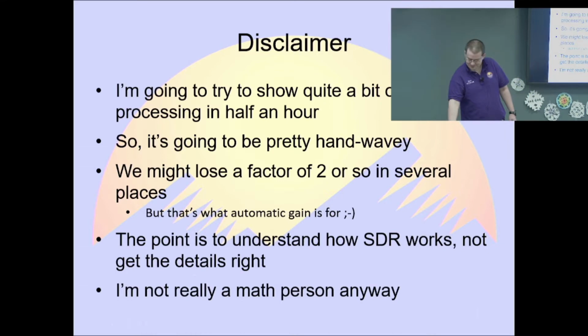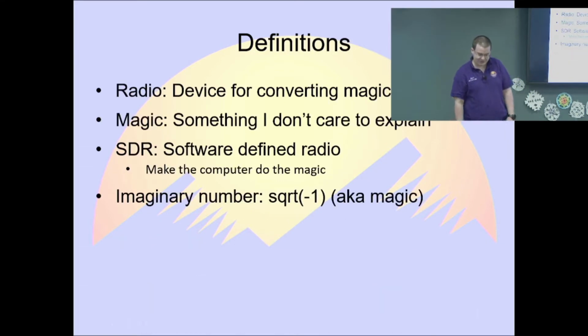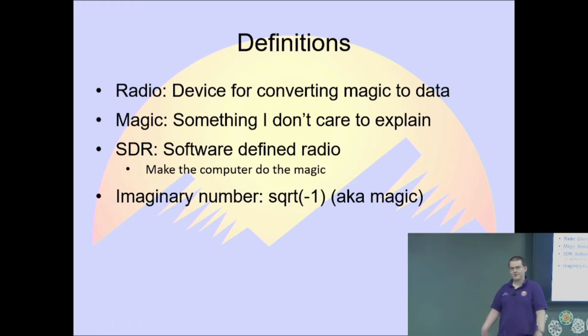It's been a while. So some definitions. Radio: device for converting magic to data. It's probably clear by now I'm a computer scientist, not a double E. Magic: something I'm not going to explain today. Lots of that in RF. SDR: device to make a computer do the magic instead of expensive boxes of smoke. And imaginary numbers, also magic, square root of -1. That'll come up in a bit.